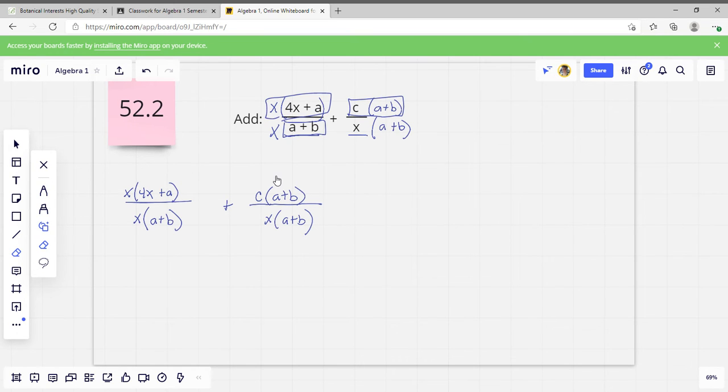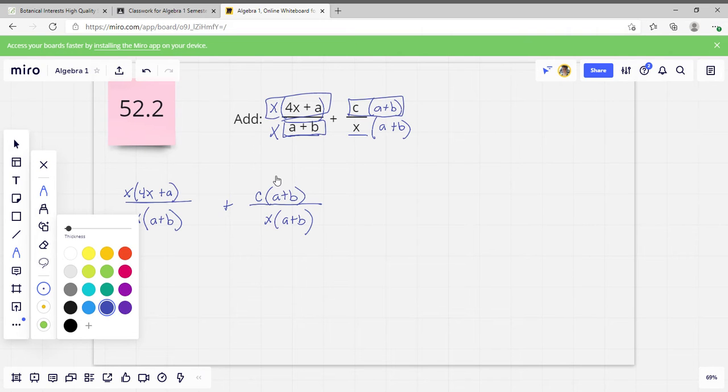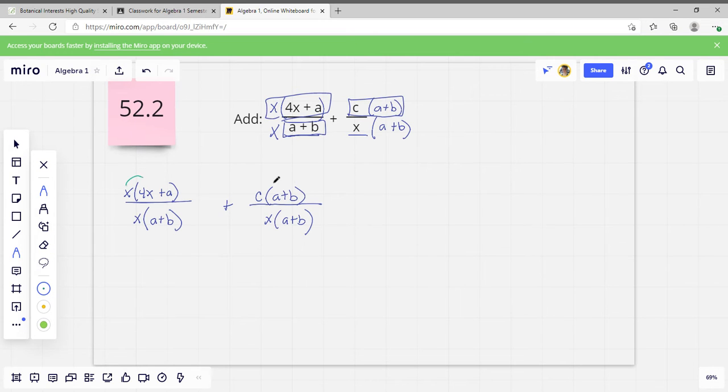All right, now we're just going to distribute. So x times 4x would be 4x squared. X times a would be xa, or ax. Let's do it in alphabetical order. Here we have c times a, and then here we have c times b. Okay, all that's going to go over.